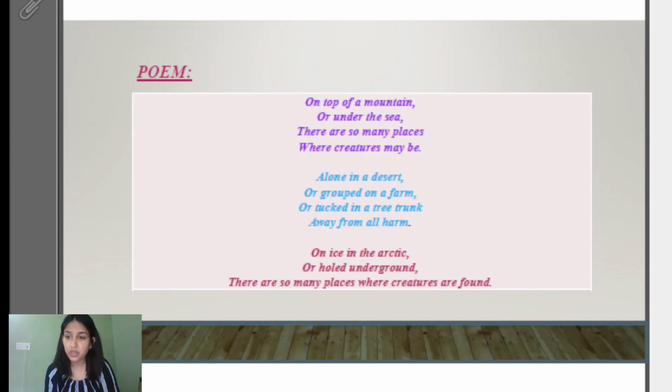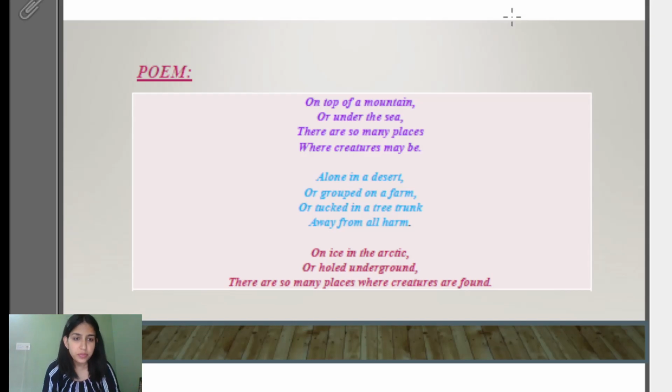Some creatures make holes for themselves, which we call burrows, and they live in those burrows. On ice in the Arctic, some creatures are present in the Arctic zone of the globe as well. So there are so many places where creatures are found. From this poem we get to know that there are many types of creatures on earth, and they are found in different habitats, basically different places on the earth.